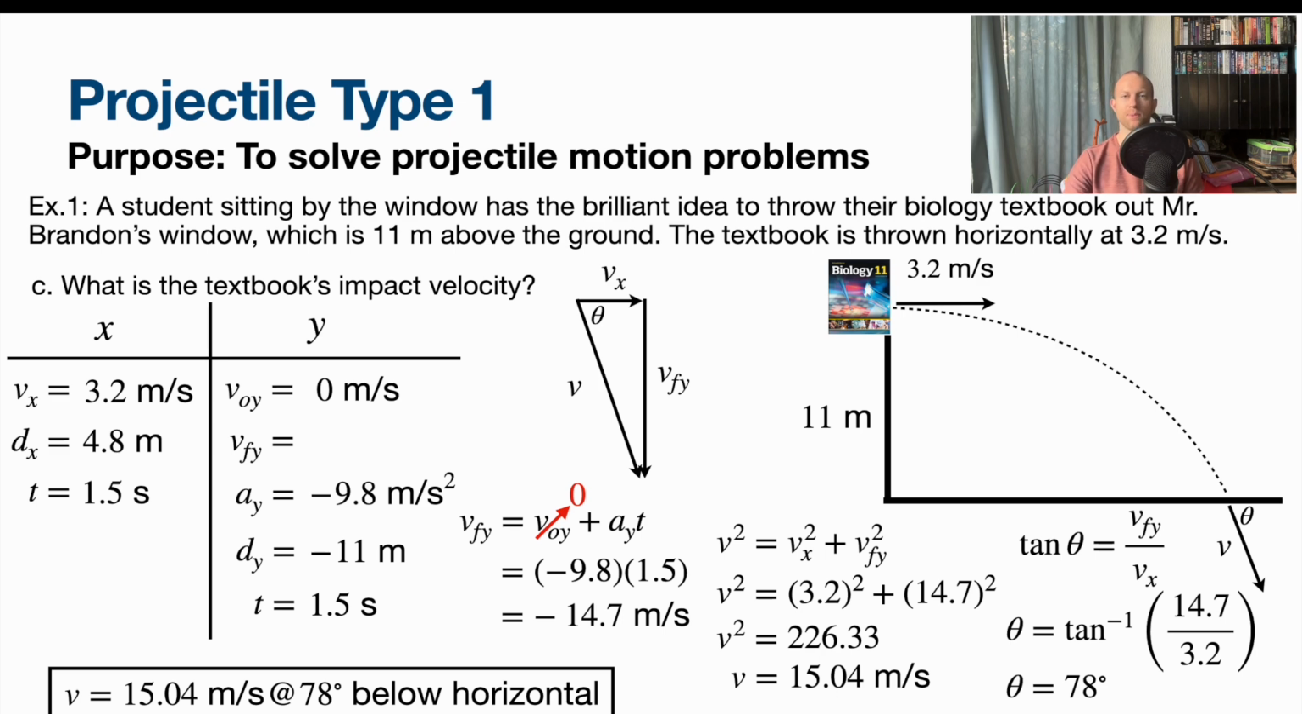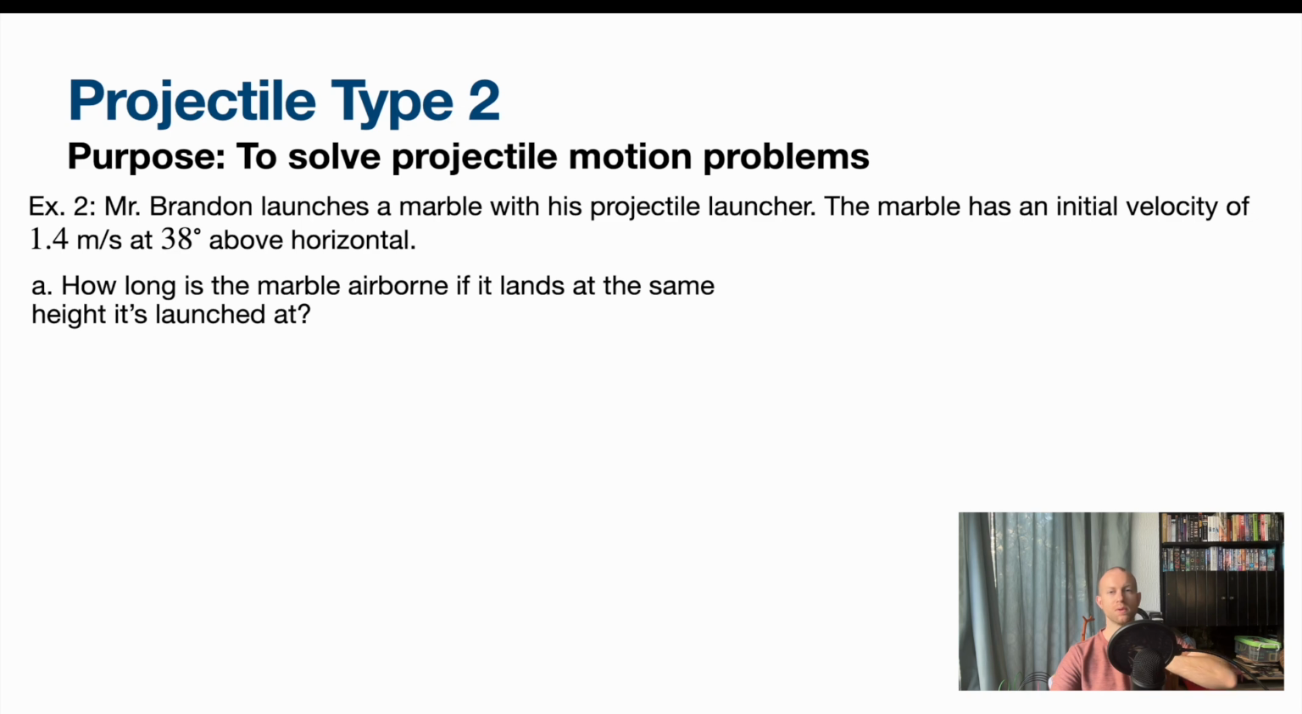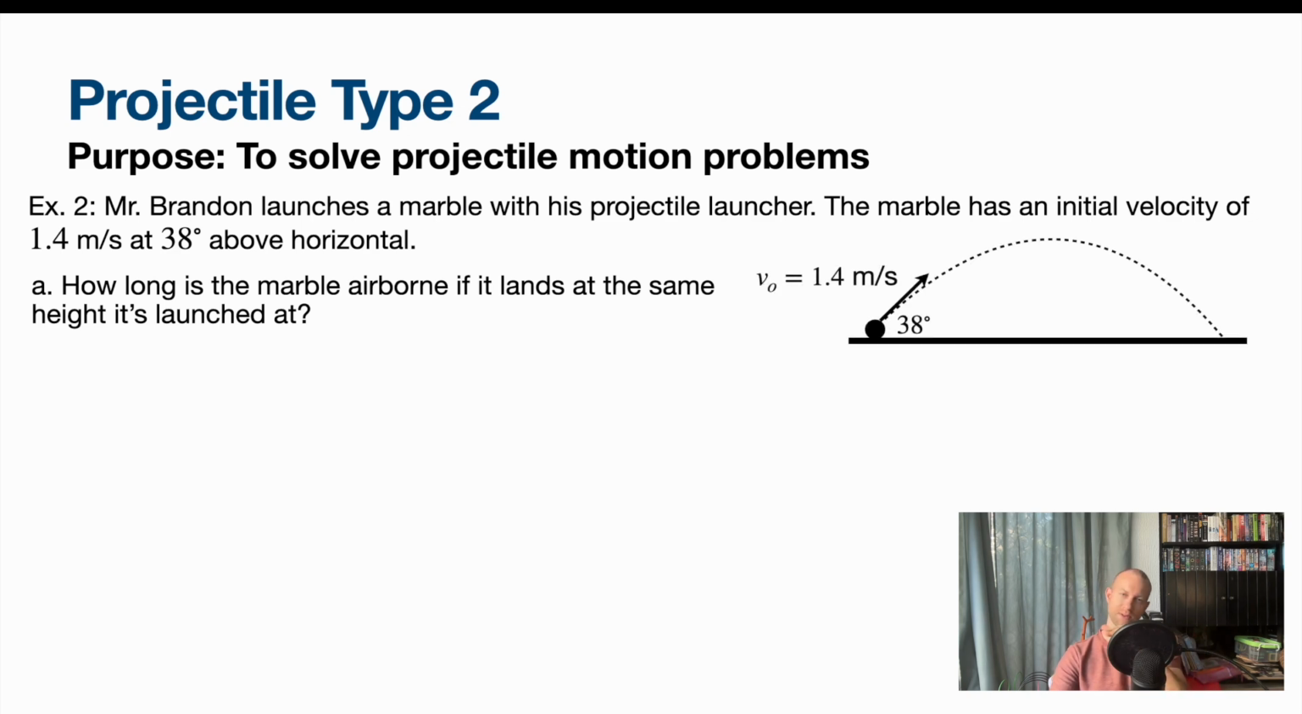That is your type 1 projectile. Type 1 meaning it's at some height, launched sideways. Type 2 looks like this. It's on a level ground, launched at an angle. So again, type 1, you're at some height, launched sideways. Type 2, launched at an angle on a flat surface.